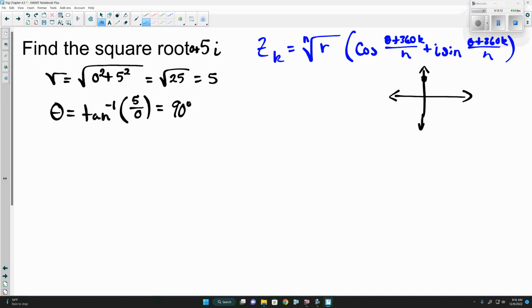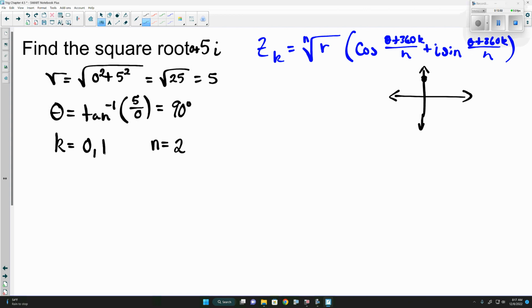So any questions on how we found r or theta? Now k is going to be 0 going all the way up to n minus 1. Well, what's our value of n? The number of roots we're taking is 2, because we're taking the square root. So the values of k are going to be 0 and 1, because n minus 1, 2 minus 1, is going to be 1. So we have 0 and 1. We have 2 roots. Questions on this so far?